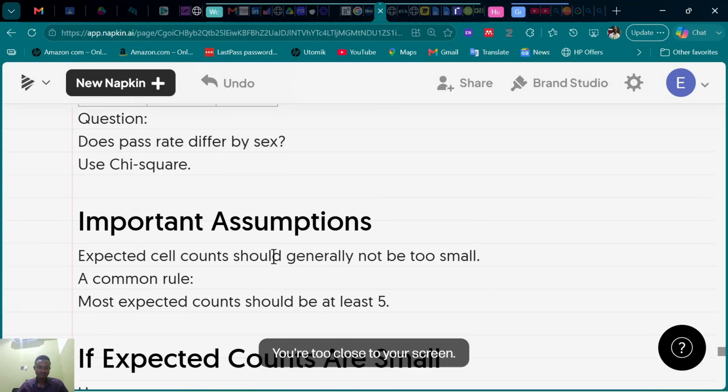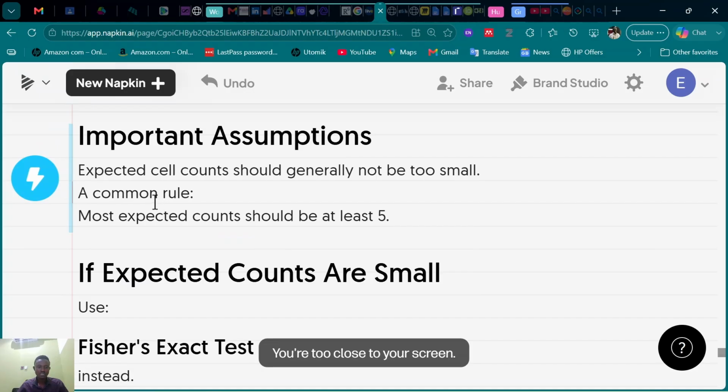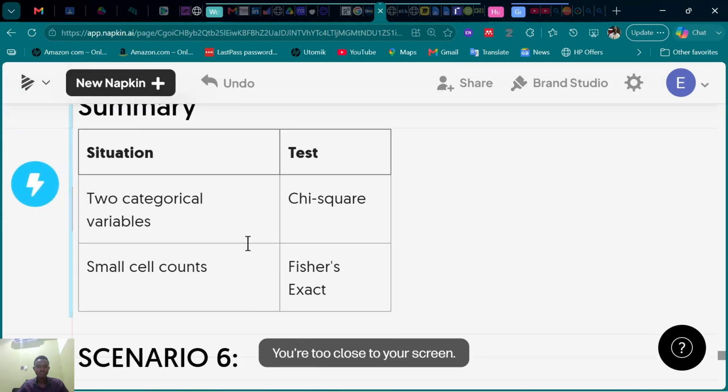However, with the chi-square test, you have to make sure of this assumption: expected cell counts should generally not be too small. A common rule is that most expected counts should be at least 5. Anything less than 5, you use Fisher's exact test instead. All right, good.